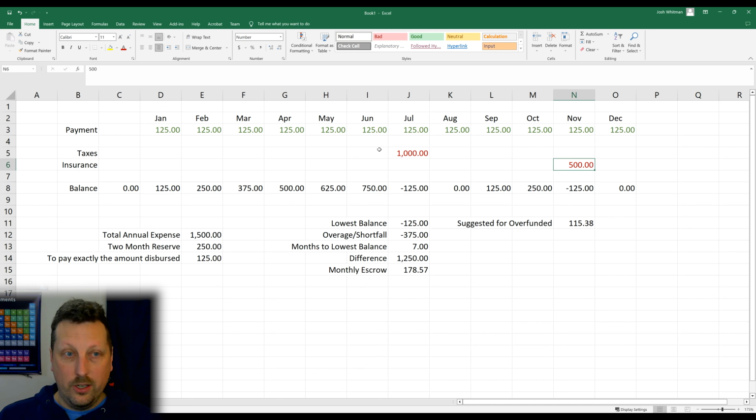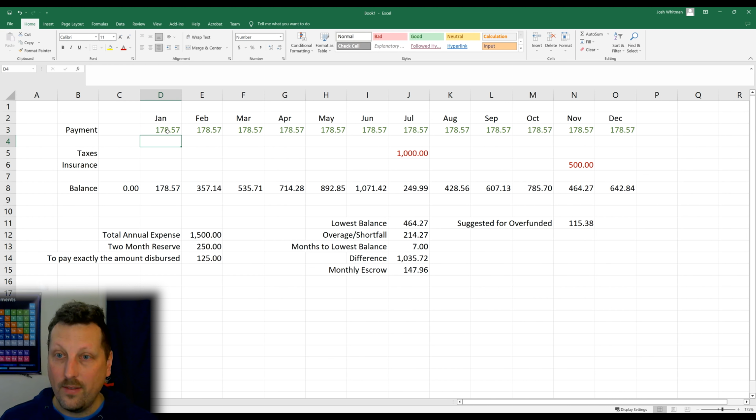So if we move the insurance so it's much later in the year, then the timing of when that lowest balance happens changes. The first time we hit minus 125 is here in July, and that gives us a shortfall of 375 at the 7th month. So to compensate for that, we have a difference of $1,250, and we want a monthly escrow of $178.57. If we had $178.57, then we have $250. We have our expected amount in the escrow account for July.